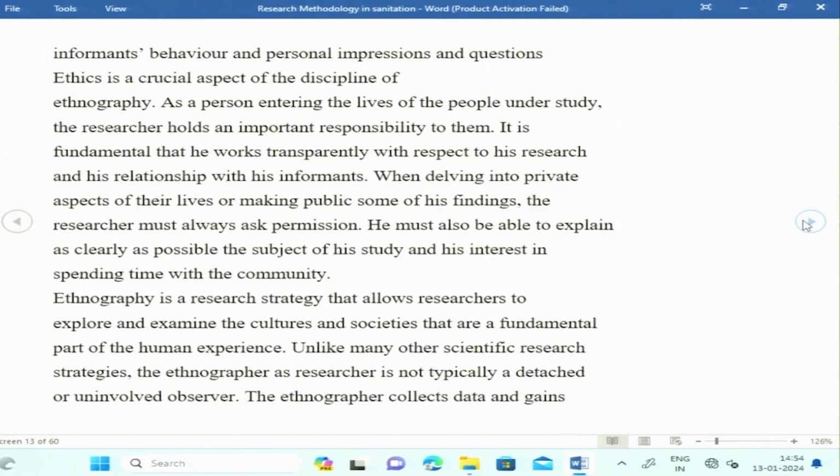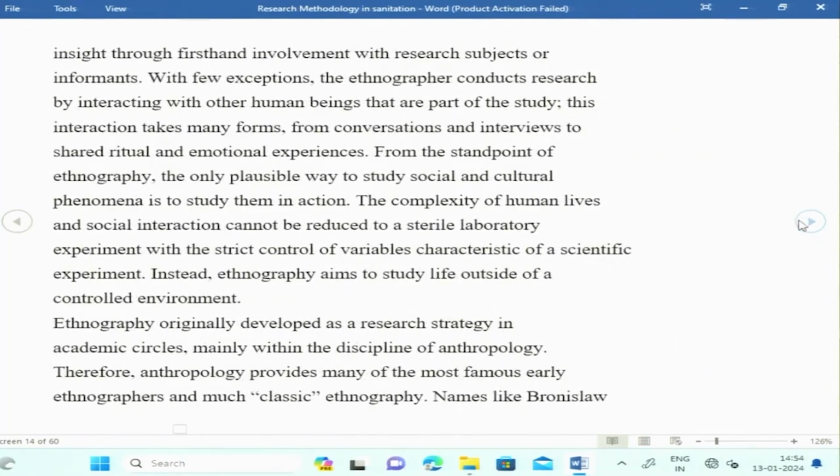And ethnography in that sense is basically seen as a research strategy that allows the researcher to explore and examine the culture and societies that are a fundamental part of the human experience. And for that, I think the most important thing is that the observations, which play a crucial role in terms of ethnography, are going to be a starting point.